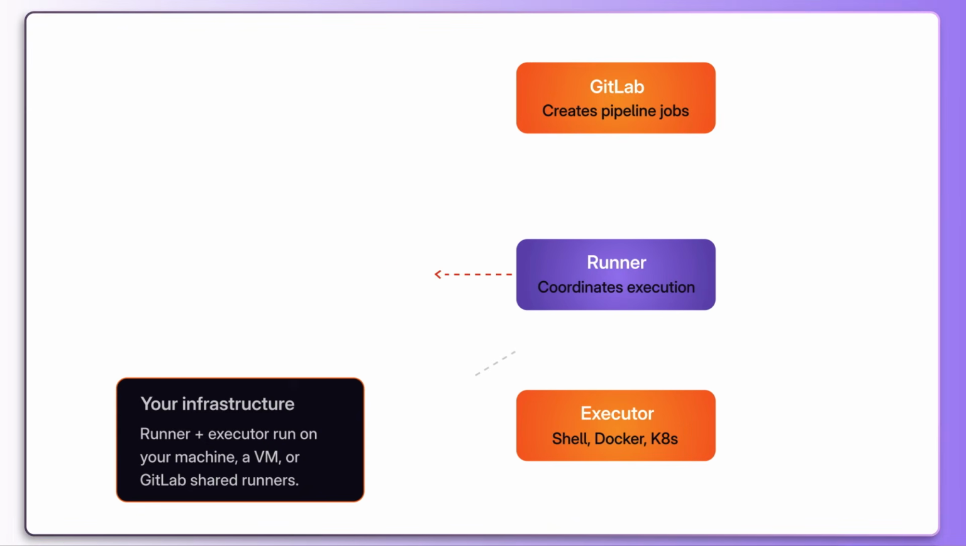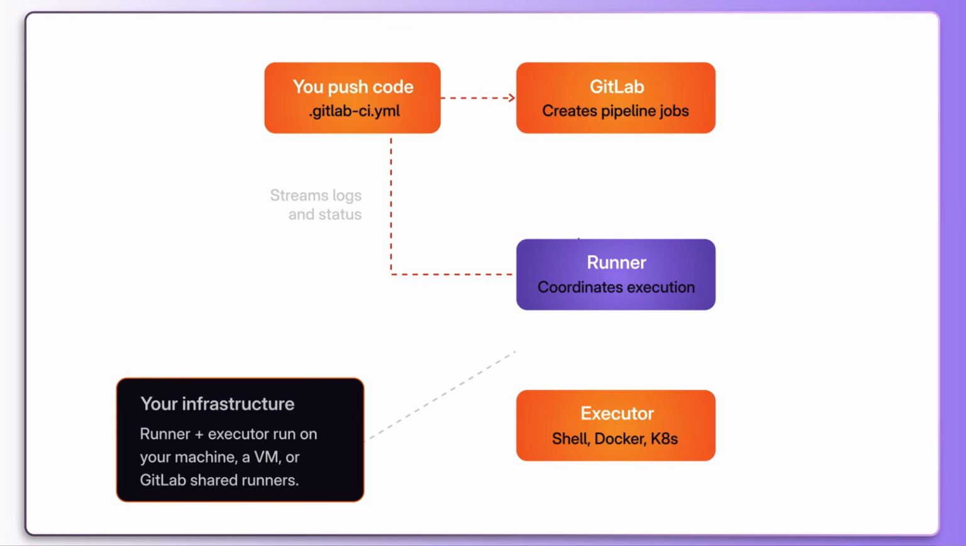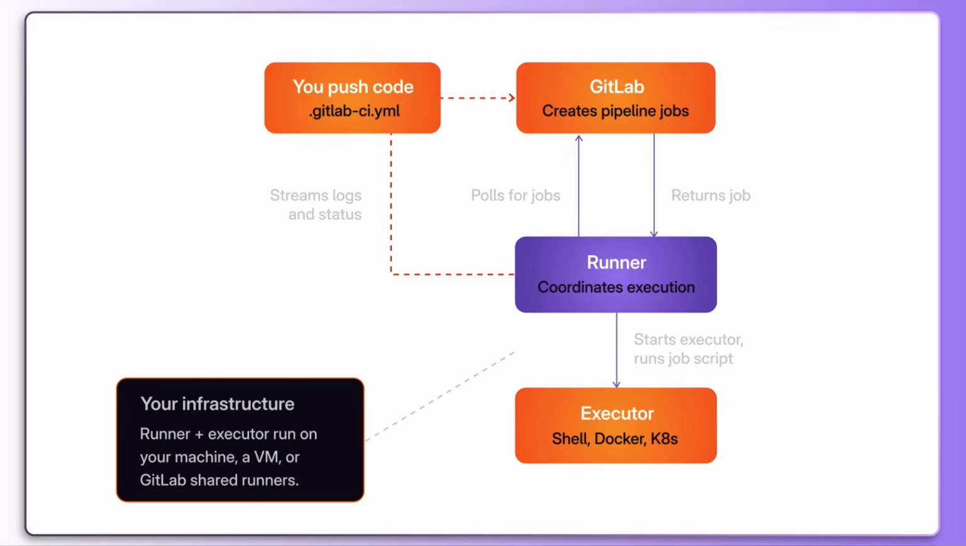So what is a runner anyway? A runner is an application that works with GitLab CI/CD to run jobs in a pipeline. When you push your code, your GitLab CI YAML defines tasks like testing or deploying. The GitLab runner is the application that executes those tasks on your computing infrastructure. They're amazingly useful, but they can also be a major headache.